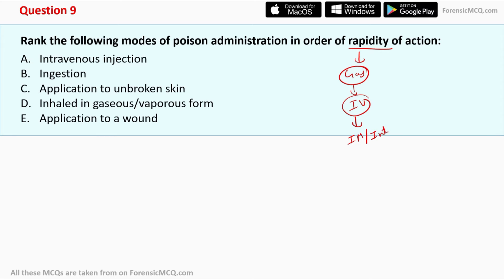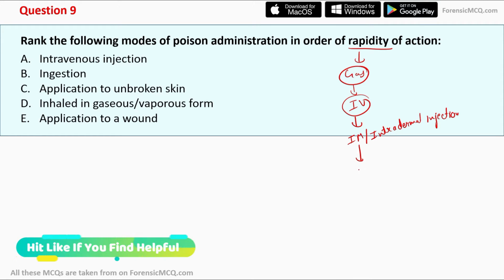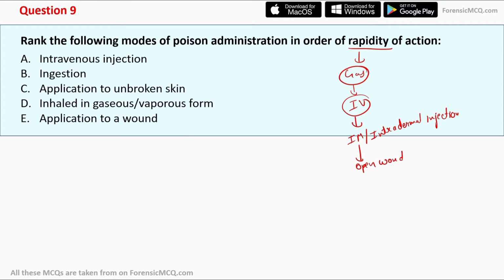or intradermal injections. And after that, the next most rapid is application of the substance directly on an open wound. After the open wound, the next fastest mode of action is the closed wound. And after that, there is the injection part.